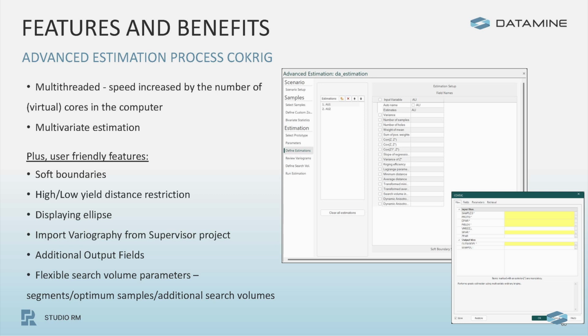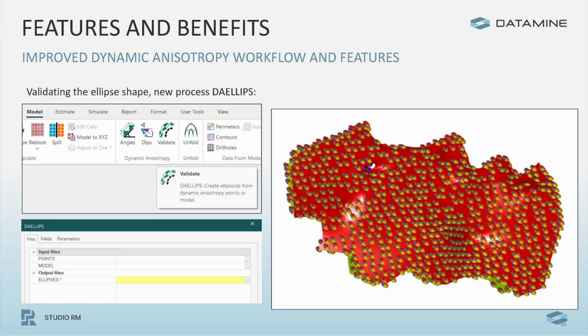Now, onto the DA workflow. This is a bit of a big one. Once upon a time, in a world far away, before RM 2.1, when you were setting up your estimation to include DA, if you wanted to validate how your search ellipse was moving in the estimation, it was doable, kind of tedious, and in my professional opinion, took a little bit longer than necessary. So I would like to introduce to you DA ellipse.